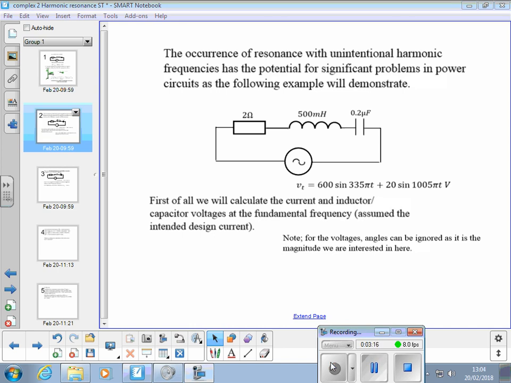For an example, we've got a circuit there: 2 ohm resistance, 500 millihenry inductor, and 0.2 microfarad capacitor. We're going to apply a voltage there, so 600 volts where omega is 335 pi, and 20 volts where omega is 1005. So a third harmonic.